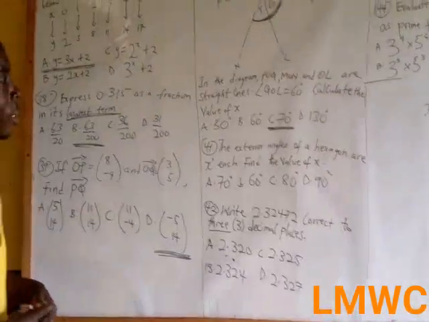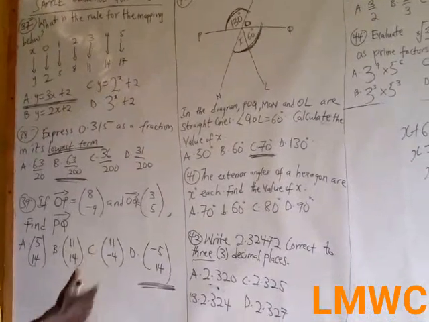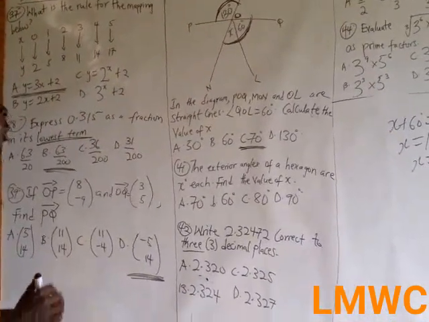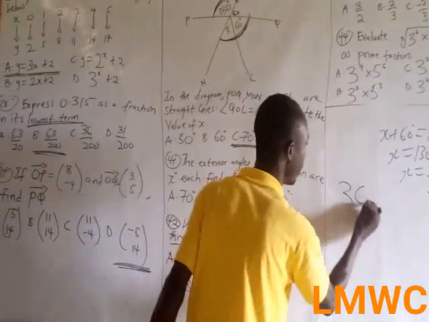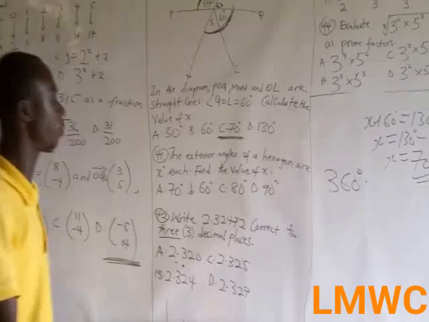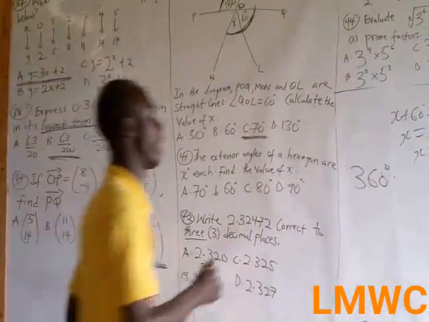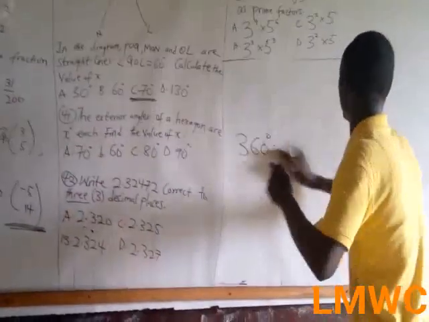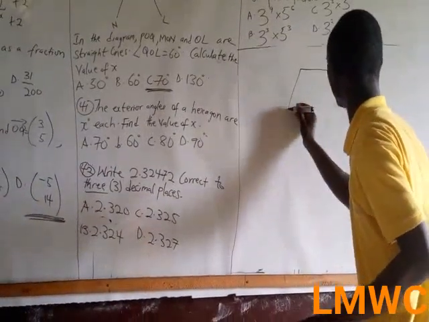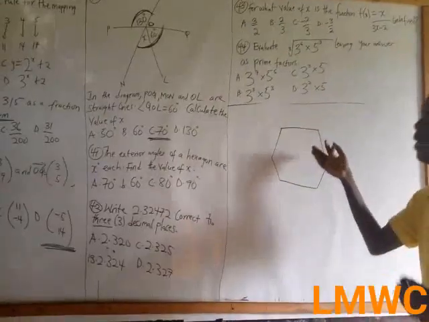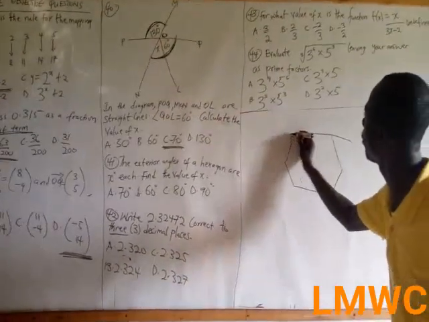The exterior angles of a hexagon are x degrees each. Find the value of x. This is under polygons. And always take note that exterior angles add up to 360 degrees. For exterior angles, it sums up to 360 degrees. We know a hexagon has 6 sides. This is a hexagon, and these are its interior angles, but we are talking of exterior angles here.